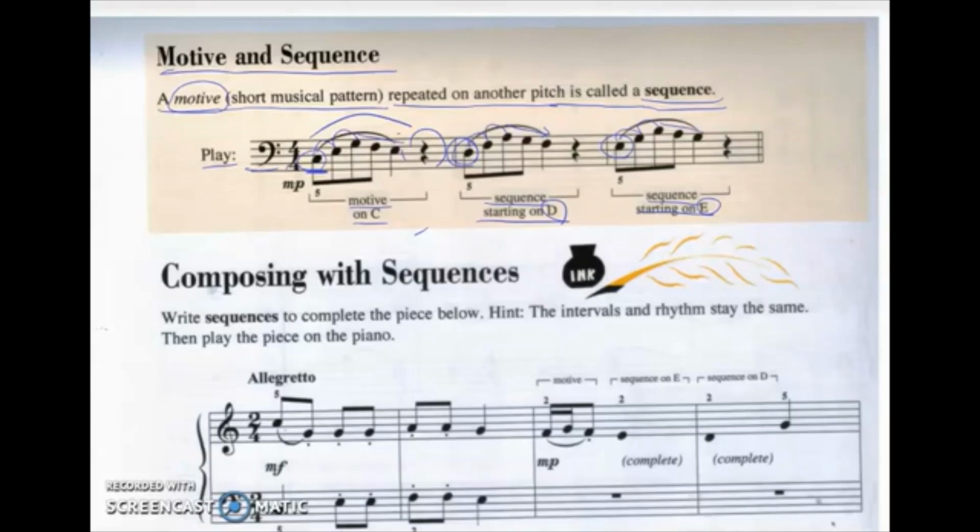Okay, so we can actually make more sequences with this pattern, right? So obviously this is a rising sequence, C, D, E, and what can be the next note? Yeah, we can go on F and G and A and so on.